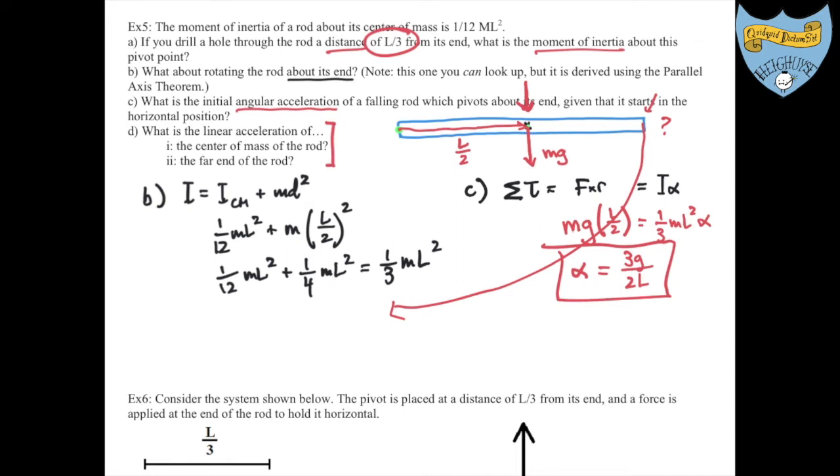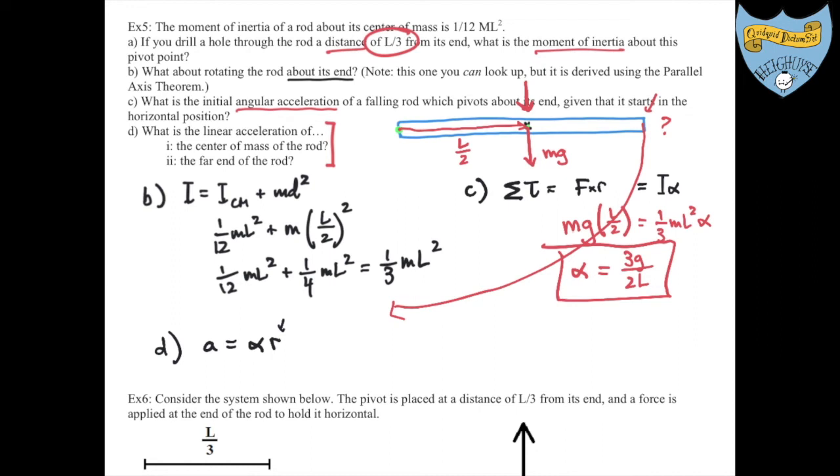It is very common that you're going to be asked about the linear acceleration in addition to the angular acceleration. Or maybe they'll even ask for the linear acceleration and not even say, find the angular acceleration. You'll always need to find the angular acceleration first. But once you've got it, it's just a matter of using this equation that we've got from the beginning of the unit. The linear acceleration is equal to the angular acceleration that we just got times distance from the pivot.